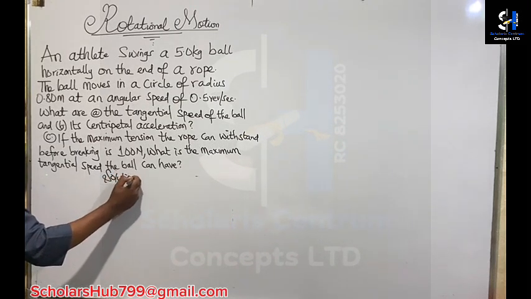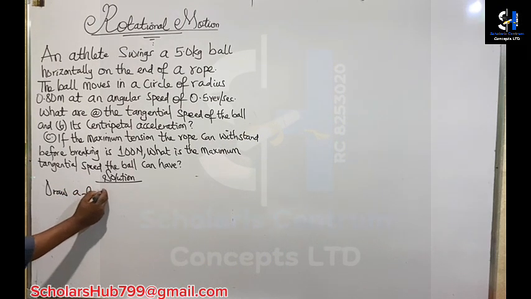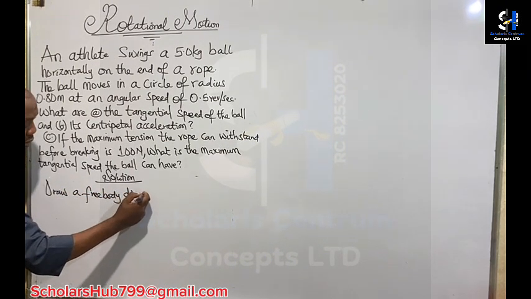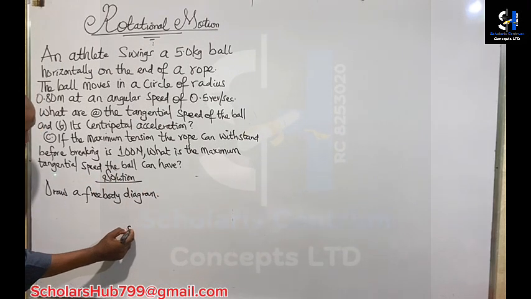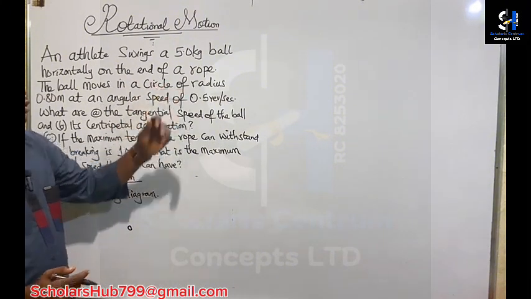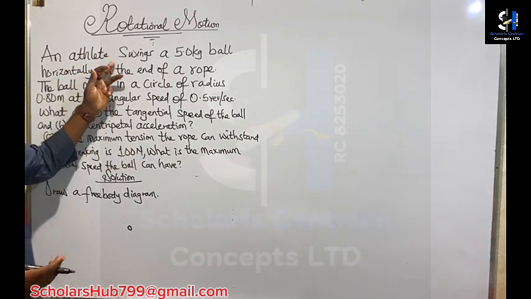So let's talk about the free body diagram. The first thing is to draw a free body diagram. So let's say we have a ball. Now the ball is on the end of a rope when it swings horizontally, when an athlete swings the ball.